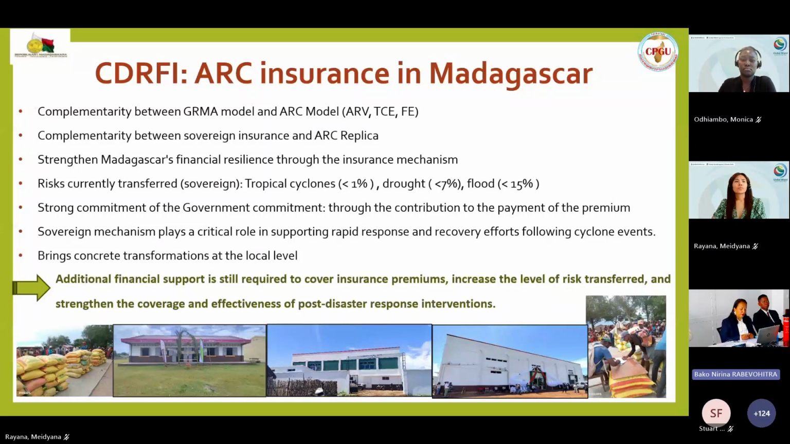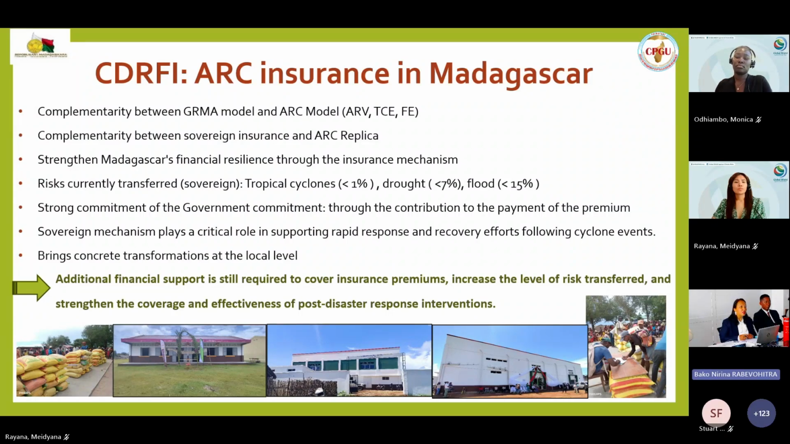In Madagascar, the sovereign insurance plays a critical role in supporting rapid response and also recovery in case of a devastating cyclone. ARC insurance is quite a unique mechanism that can support recovery and reconstruction. We can say that it brings concrete changes and transformations at the local level after a cyclone. And with this in mind, the ARC mechanism provides an opportunity to transform disasters into opportunities for sustainable development at the local level through the application of the Building Back Better principle.